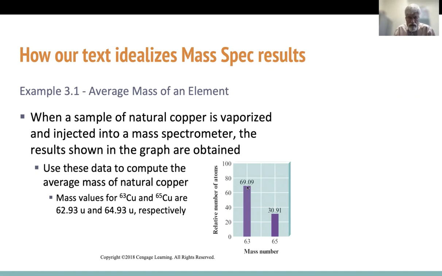Since we've got roughly 70% of the less massive and 30% of the more massive, our average of these two is going to be skewed in favor of this 63. So we're going to be somewhere around 63.5 or 63 and 2/3, somewhere around there.